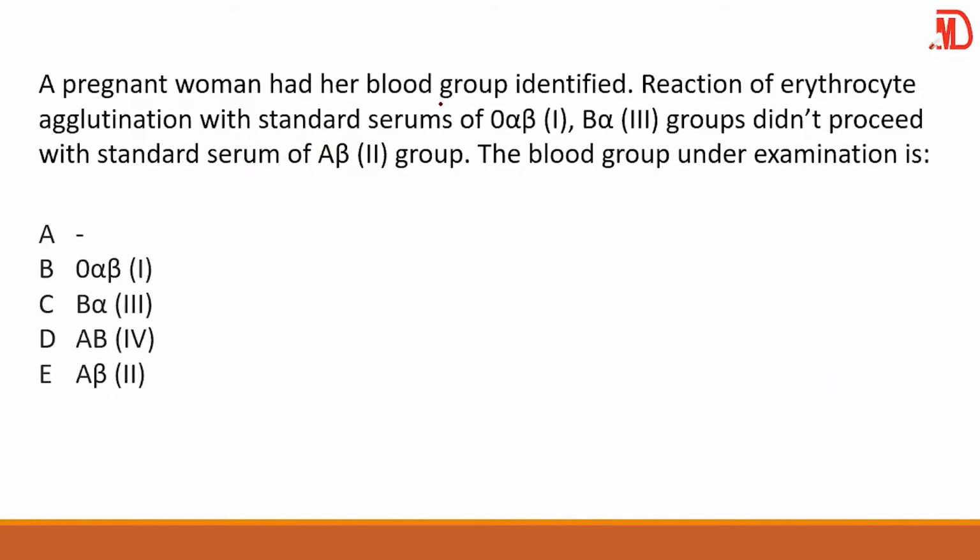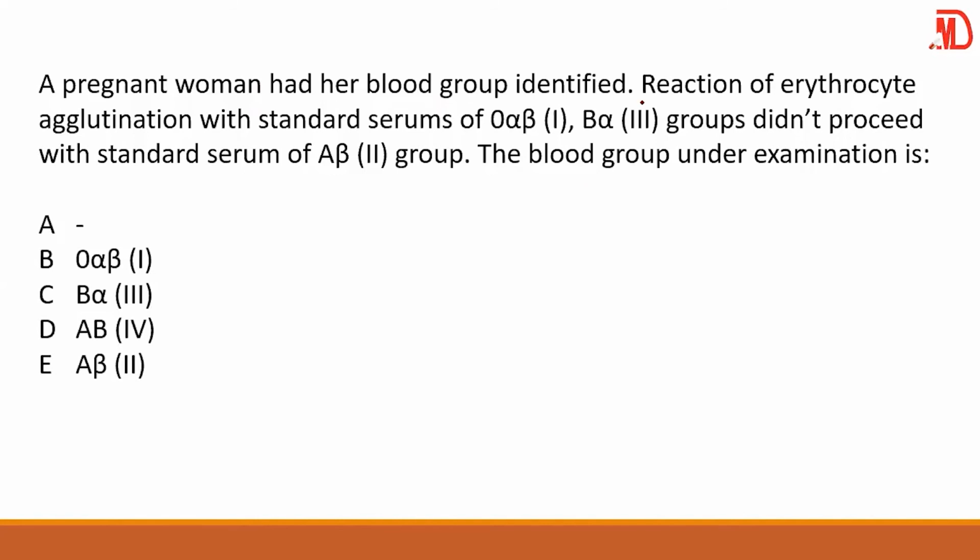I love blood group questions because they are always easy to find out, to know the right answer. A pregnant woman had blood group identified. Reaction of erythrocyte agglutination with standard serum. Blood group O and then blood group B. Groups did not proceed with standard serum of blood group 2. What blood group is under examination?